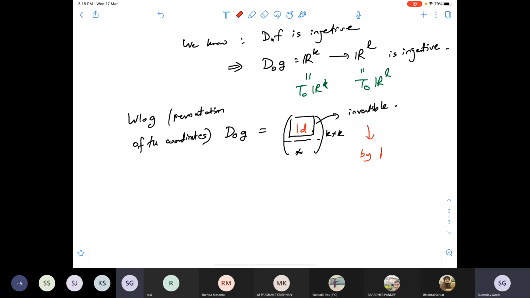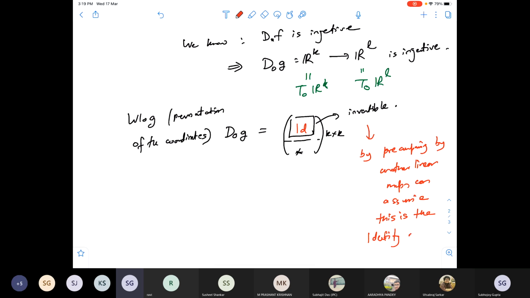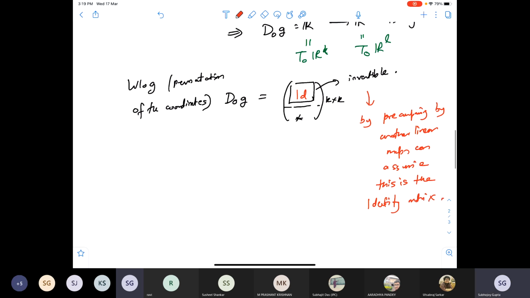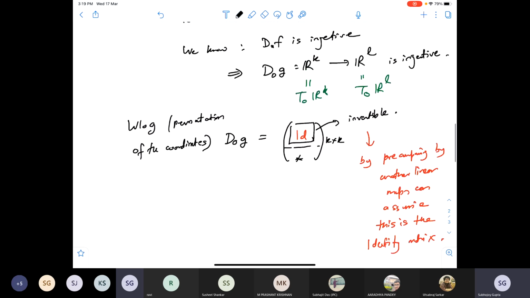So by post-composing or pre-composing by another linear change, you can do either, I suppose. But let me just say pre-composing by another linear map, we can assume that this is the identity matrix. Okay, but we won't quite need that, I think. All right, in any case, we have this map.